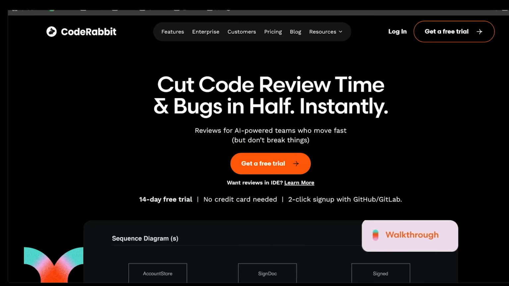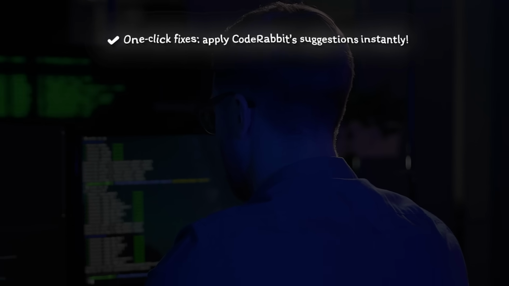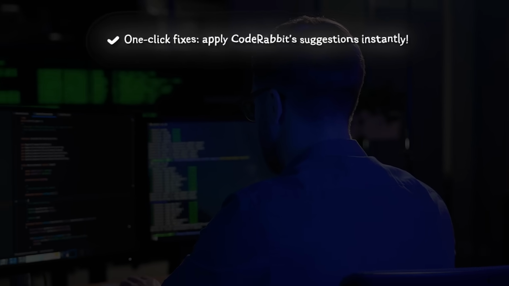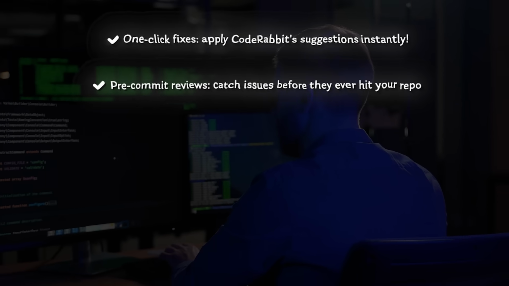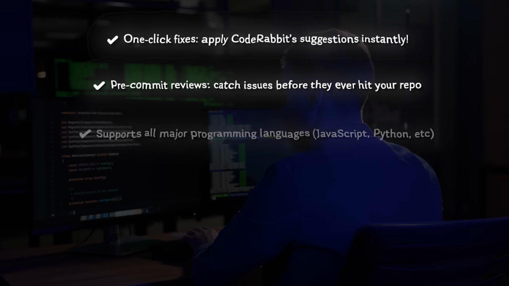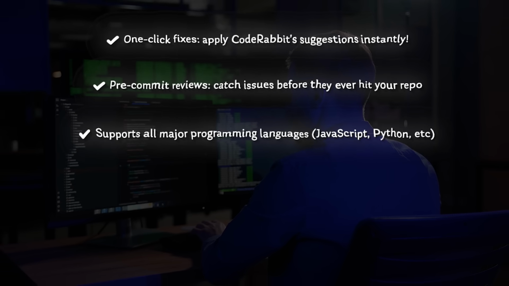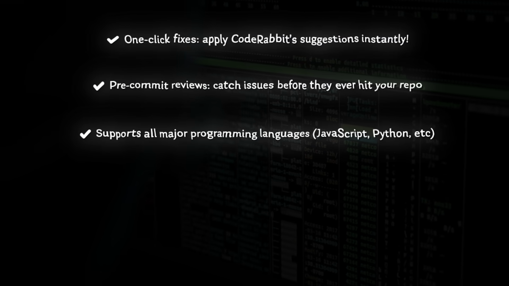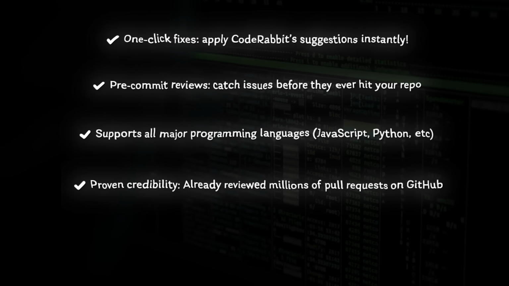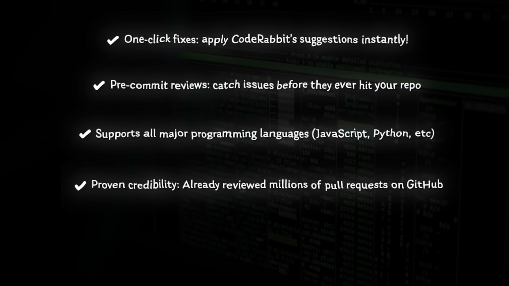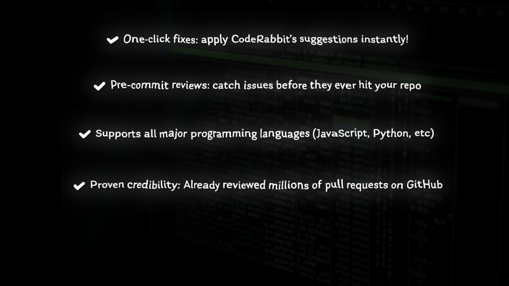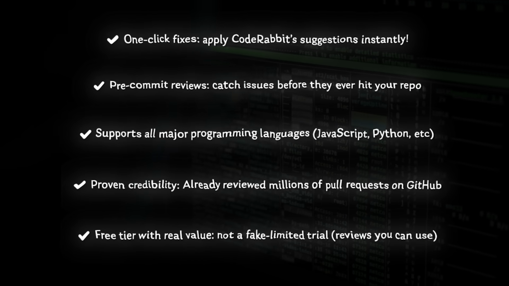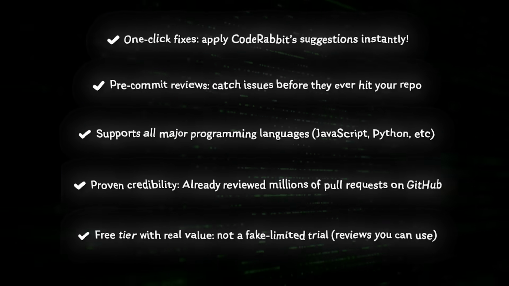And before we wrap up, let me quickly highlight the key features with CodeRabbit. One-click fixes: apply CodeRabbit suggestions instantly. Pre-commit reviews: catch issues before they ever hit your repo. Supports all major programming languages, JavaScript, Python, Java, and much more. Proven credibility: CodeRabbit has already reviewed millions of pull requests on GitHub. Free tier with real value: not a fake limited trial, but actual reviews you can use.